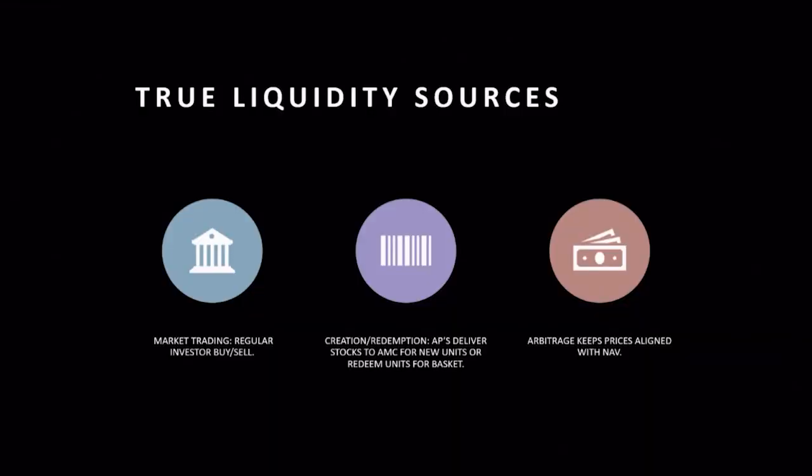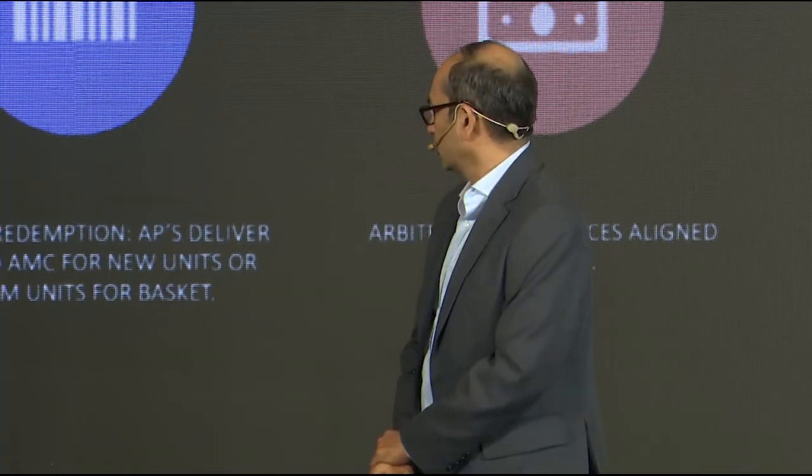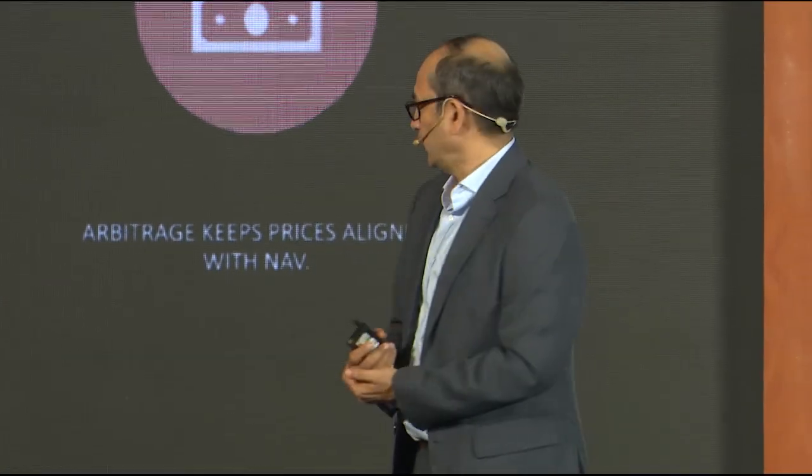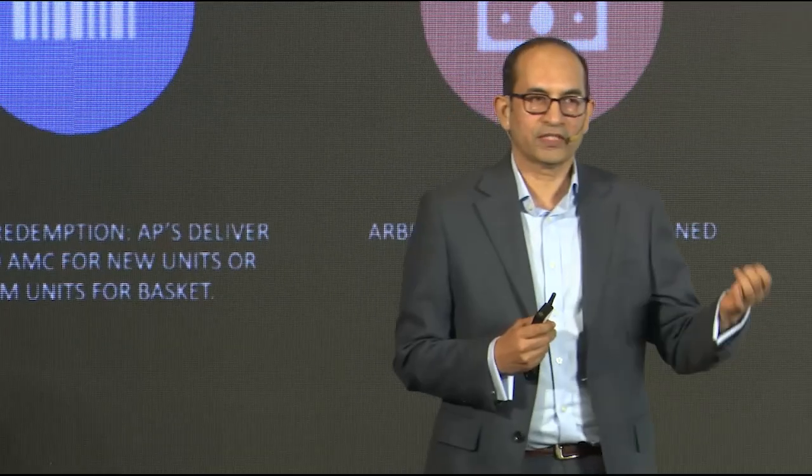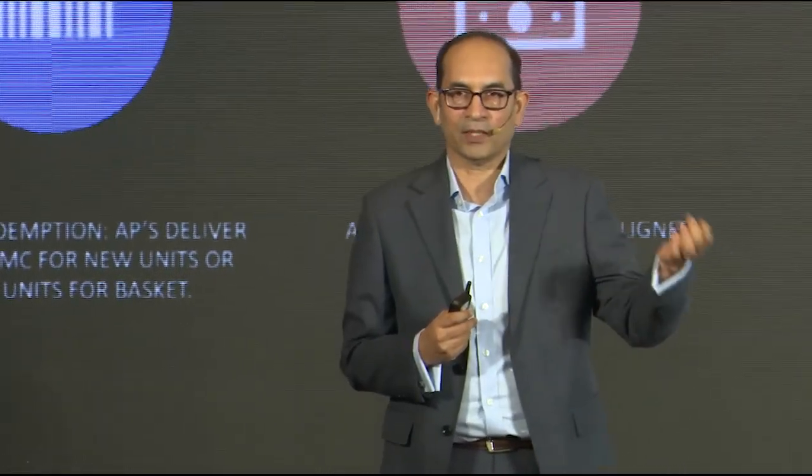Right, so what are the true liquidity sources? First, market trading. So you've got regular investors who are buying and selling on the market. So there's price discovery, they provide liquidity. You have creation and redemption. Now, authorized participant is not a term that is frequently used in our business, but you will see it listed on every single AMC's website. Who is the authorized participant, or AP, for a specific ETF? An authorized participant is the only person who is allowed, subject to the 25 crore minimum, to go create and redeem from the AMC directly.